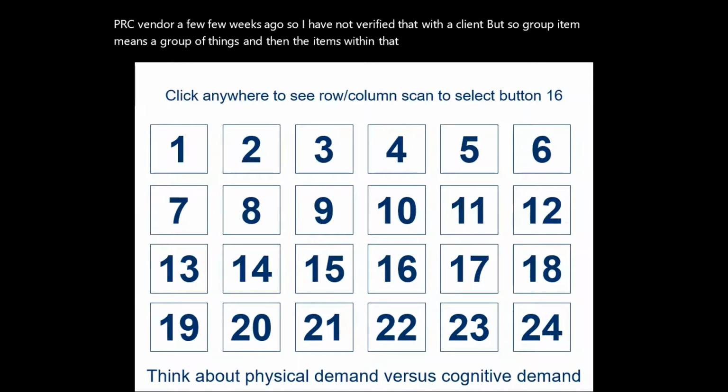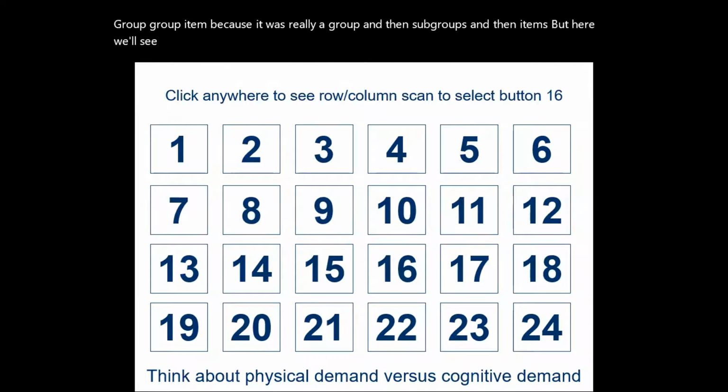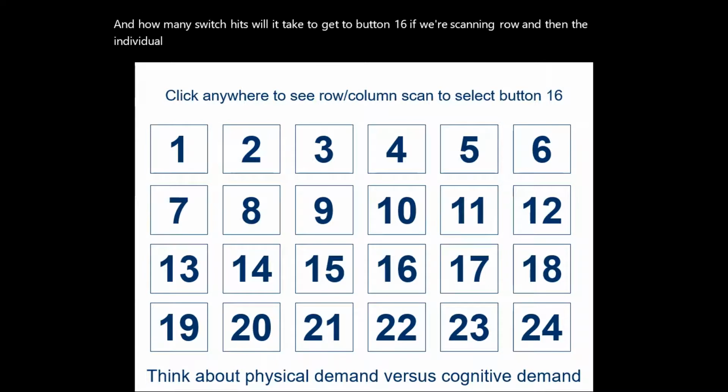As we saw in Michael's video, his was group item because it was really a group and then subgroups and then items. But here we'll see group item going to button 16. I really do want you to think about this. How many seconds will it take to get to button number 16? And how many switch hits will it take to get to button number 16 if we're scanning row and then the individual columns across? I'm going to give you a minute.